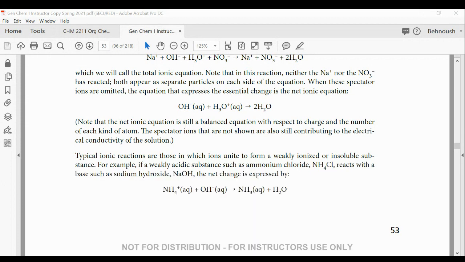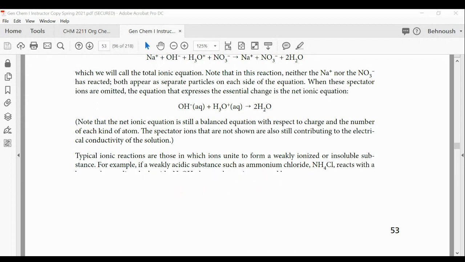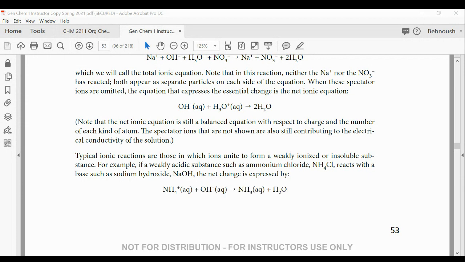And so it's the metal hydroxide. That is the base. Okay, if you're talking about an Arrhenius base, that is a metal hydroxide that releases hydroxide ion in water. So it's going to be a strong base.